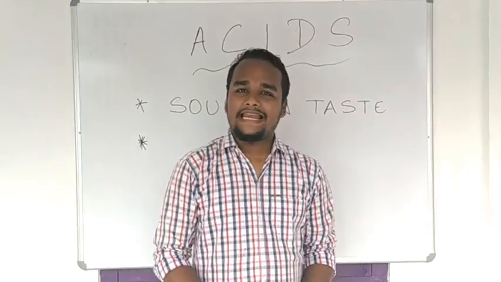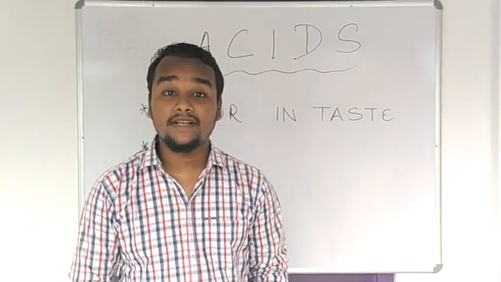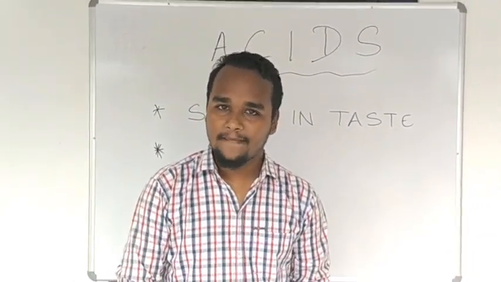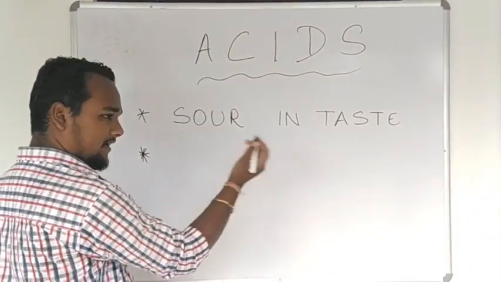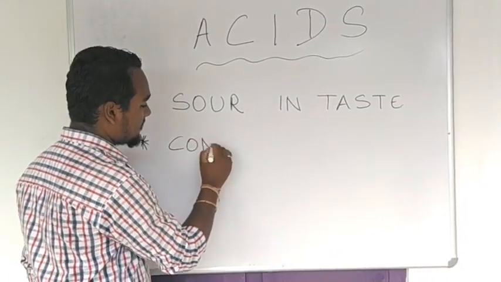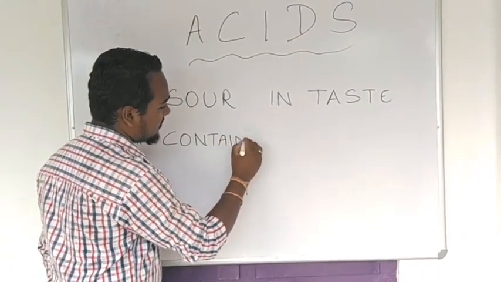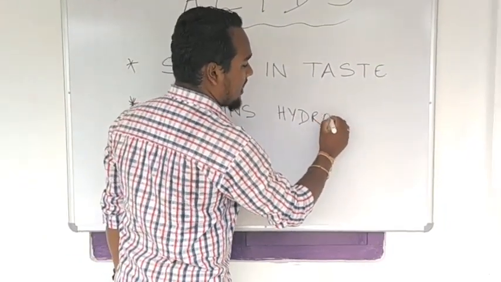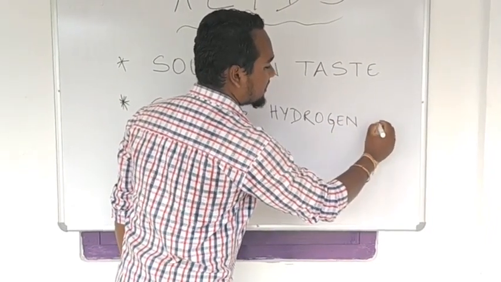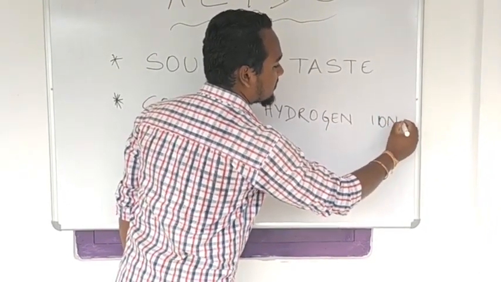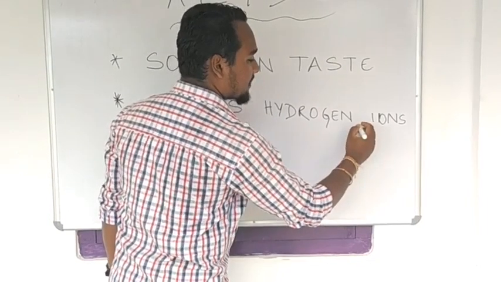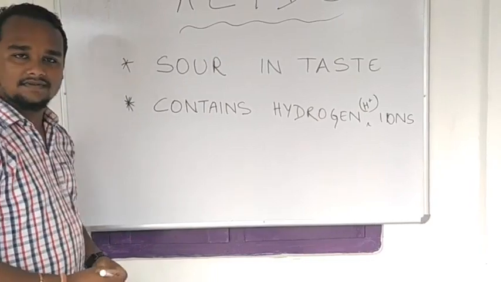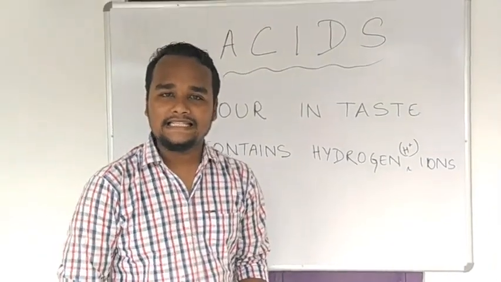So, an acid contains H plus ions, or an acid contains hydrogen ions. This is the second property of acid. I am writing it here: contains hydrogen ions. Which hydrogen ions? It is H plus ions. So this is what an acid contains.